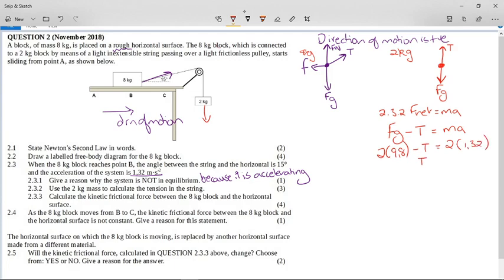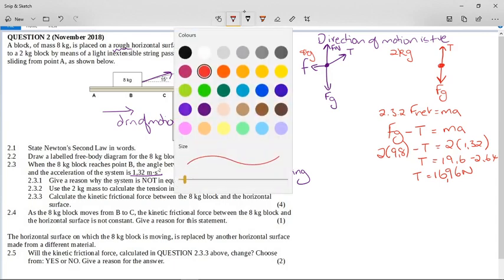So now you end up by algebra with something like 19.6 minus 2.64. So the tension in the string is going to be 16.96 newtons. Okay, so that's the tension in the string. Now it says to you, calculate the kinetic frictional force between the 8 kilo block and the horizontal surface.